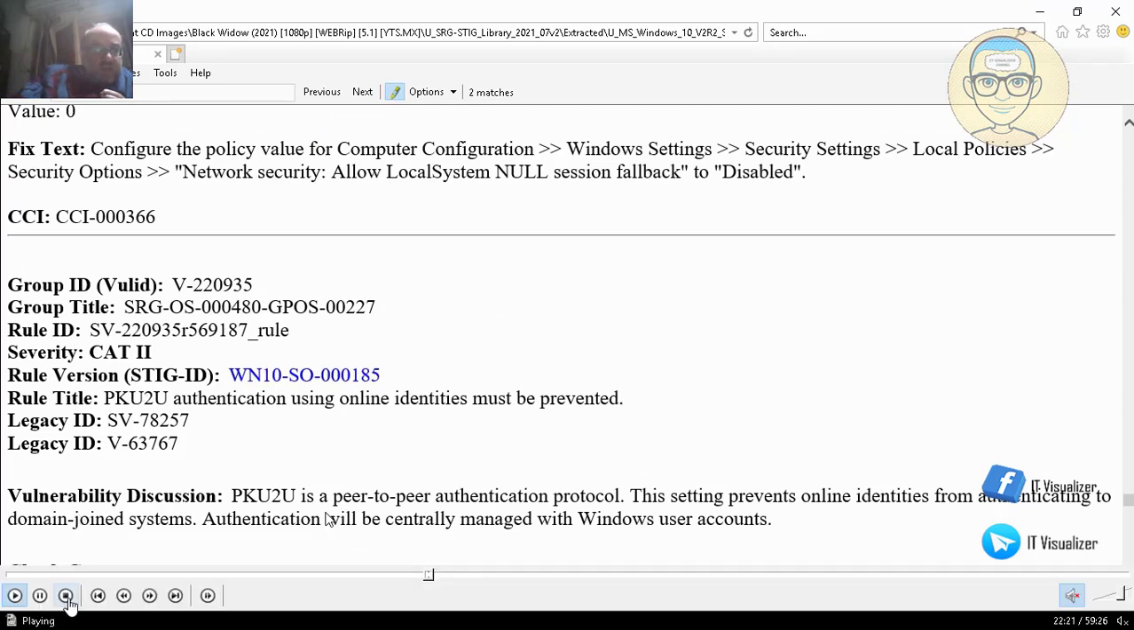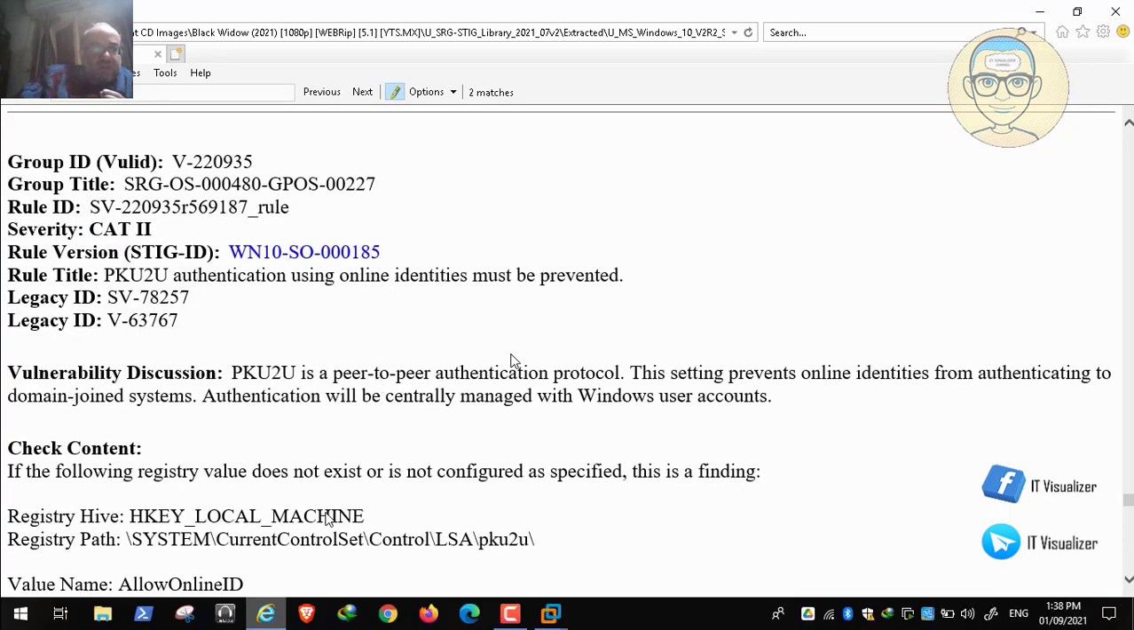PKU2U authentication using online identities must be prevented. It is a peer-to-peer authentication protocol. This setting prevents online identities from authenticating to domain joined systems. Authentication will be centrally managed with Windows user accounts. He's saying peer-to-peer; I think he's talking about software used to share things between PCs using a peer-to-peer protocol.